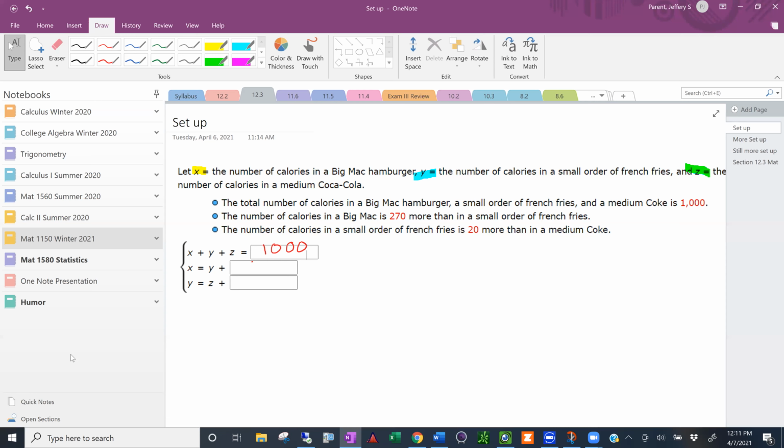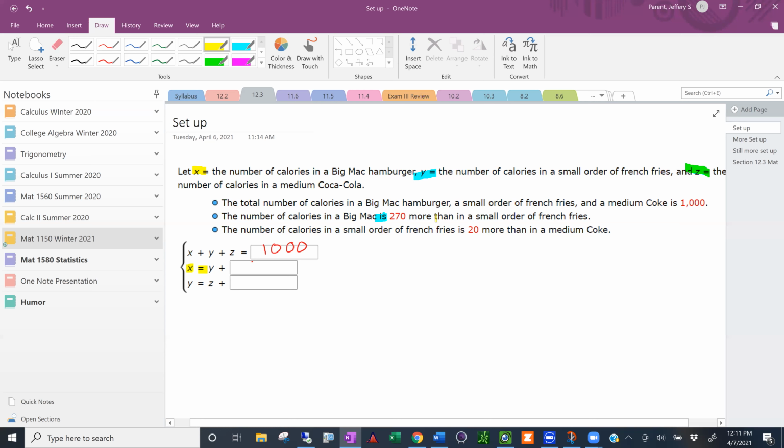Now we go on to the next equation, or the next sentence. The number of calories in a Big Mac is. Now I want to focus your attention for a moment on the word is. What does the word is translate to mathematically? What symbol? Equals. So the number of calories in a Big Mac, well, a Big Mac is your X. So I've got that. And that is equal to the number of calories in a small order of French fries. Actually, it's 270 more than in an order of small French fries.